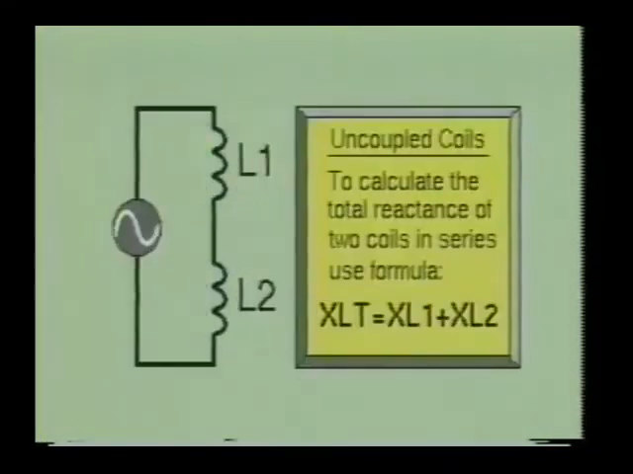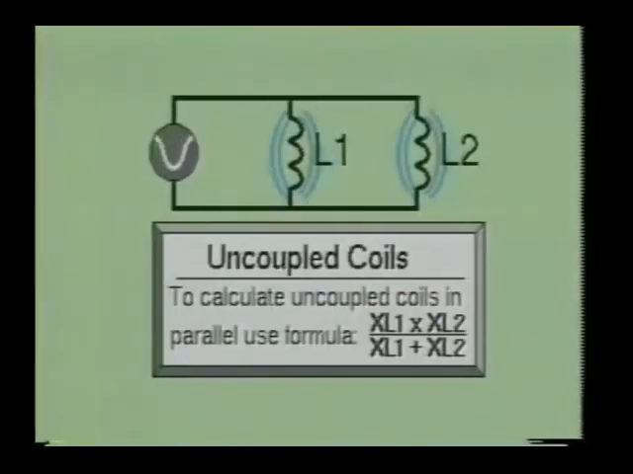Also, if two uncoupled inductive reactances are in series, the total reactance can be calculated by adding their inductive reactances together. Mathematically stated, total inductive reactance equals the inductive reactance of L1 plus the inductive reactance of L2. If two uncoupled inductive reactances are in parallel, total reactance may be calculated using the formula: total inductive reactance equals the reactance of L1 times the reactance of L2 over the reactance of L1 plus the reactance of L2. By uncoupled, we mean that the flux lines from one coil do not cross into the other coil.